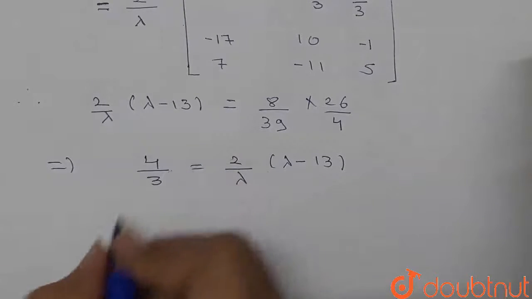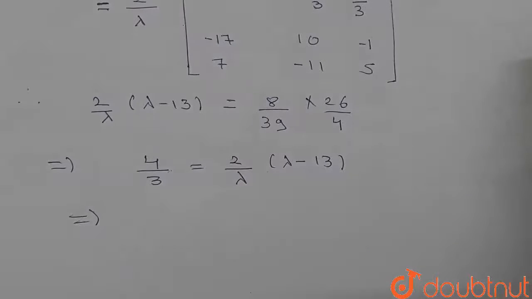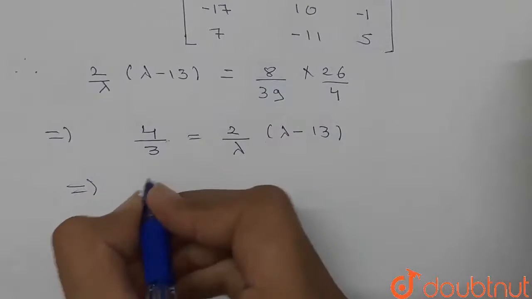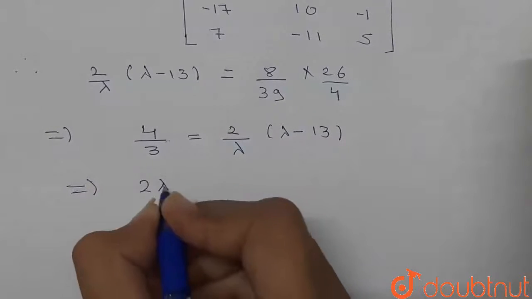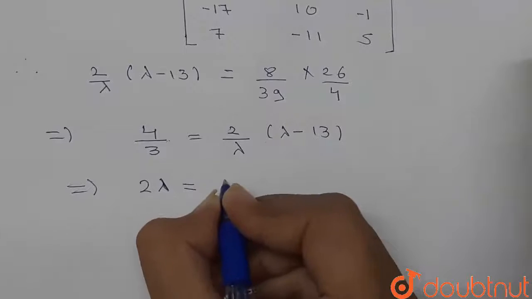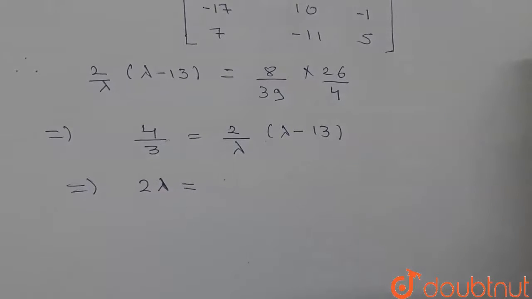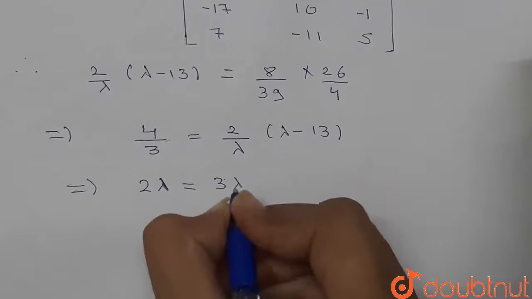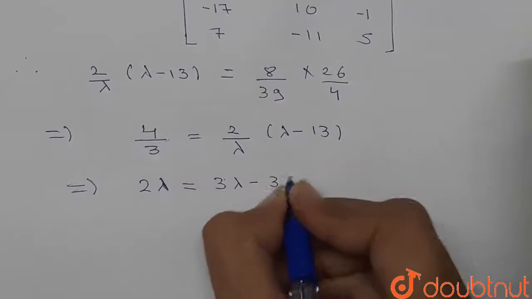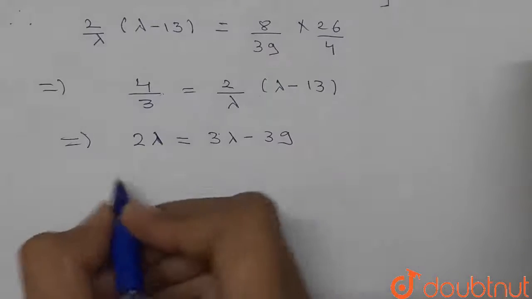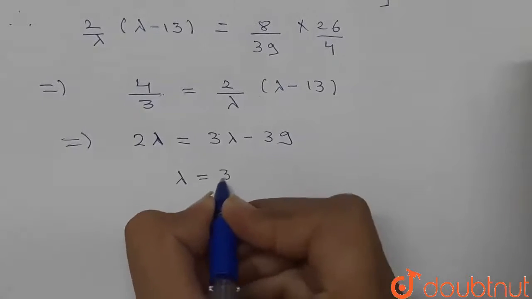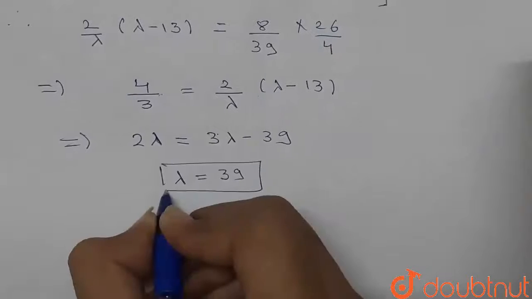Okay, so 4 and 2 will get cancelled, and 2 will be left here, with lambda multiplied here. So 2 lambda is equal to 3 multiplied here, so 3 into lambda minus 3 into 13, that is 39. So from here we get the value of lambda equal to 39. This is the required answer.